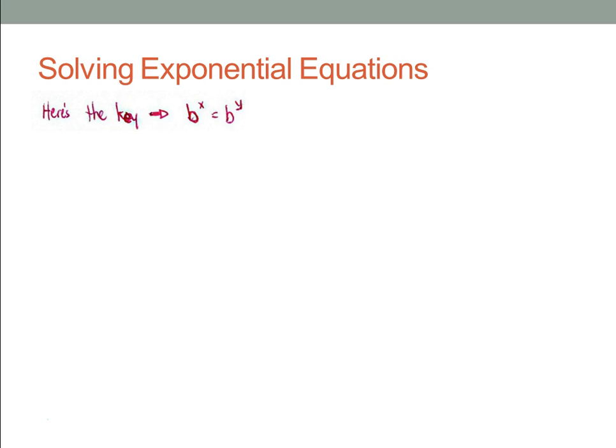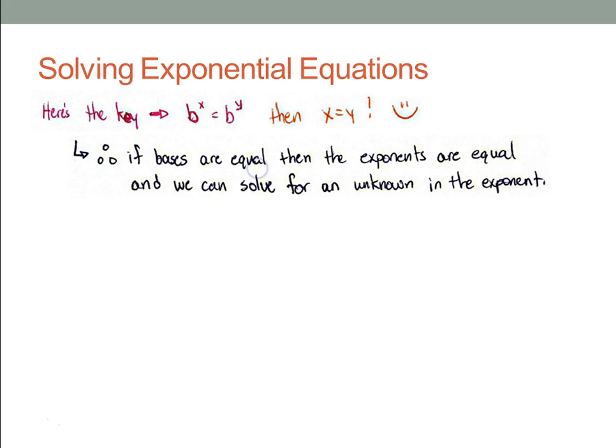So first, we got to take a look at the key. The key to solving exponential equations is twofold. The first one is setting the bases equal to each other. See, if the bases are equal to each other, then we know that the exponents have to equal each other. In this case, x equals y. Therefore, if the bases are equal, the exponents are equal, and we can solve for an unknown in the exponent. Let's take a look at some examples.